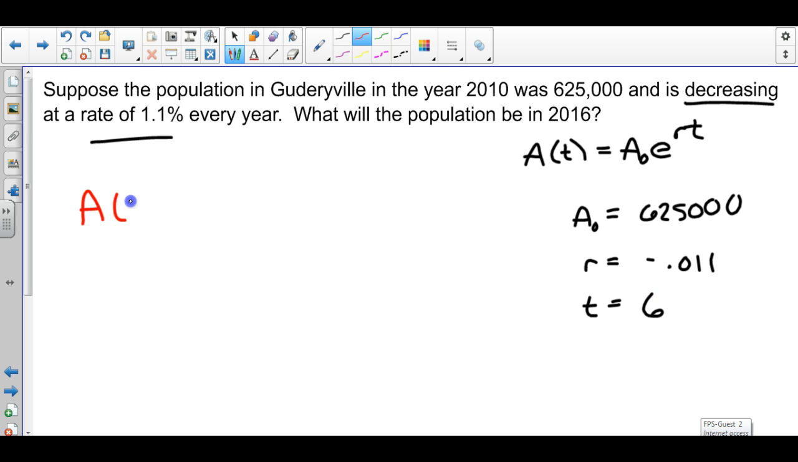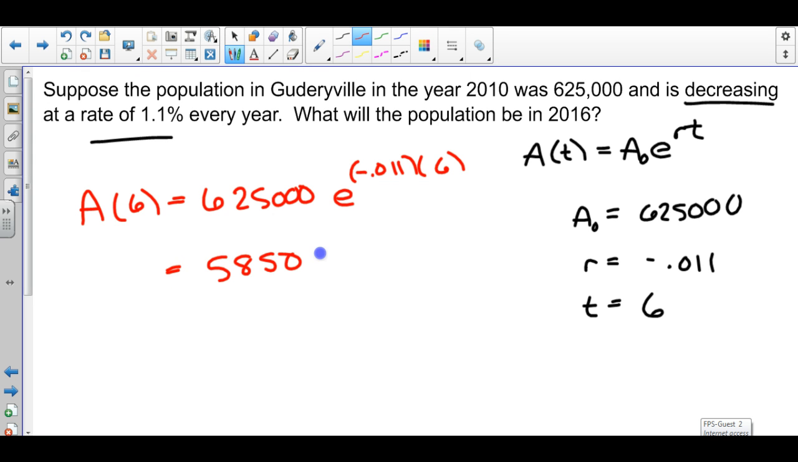So A of t, so A of 6 equals 625,000 times e to the power of negative 0.011 times 6. And you can just throw that all in left to right: 625,000. E is the number that's right behind the natural log on your calculator, and it's e to the power of negative 0.011 times 6. And I'm getting a whopping 585,081 people.